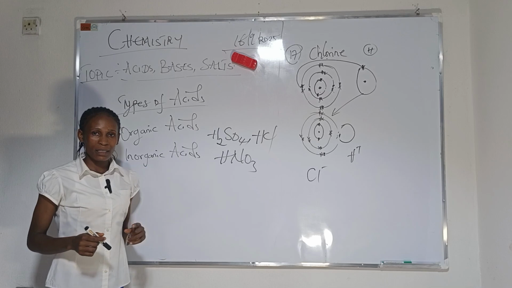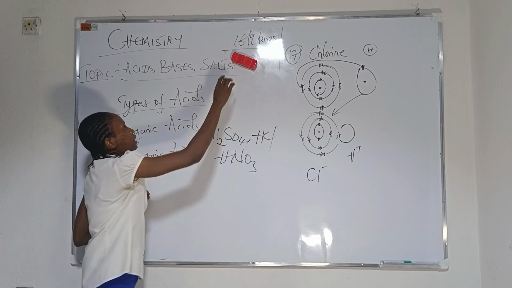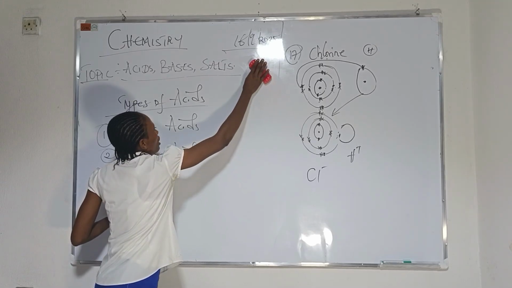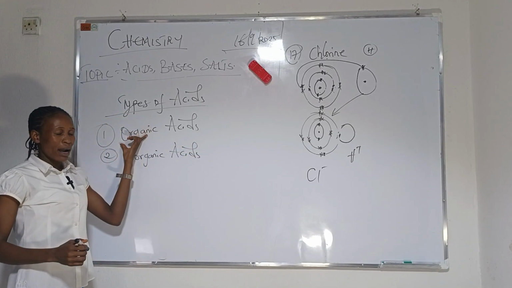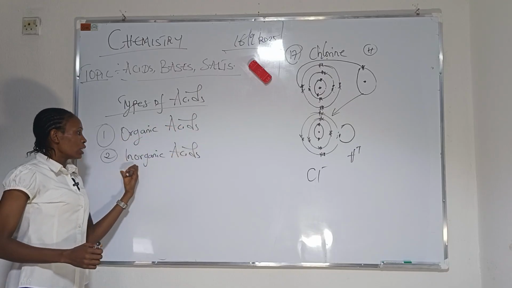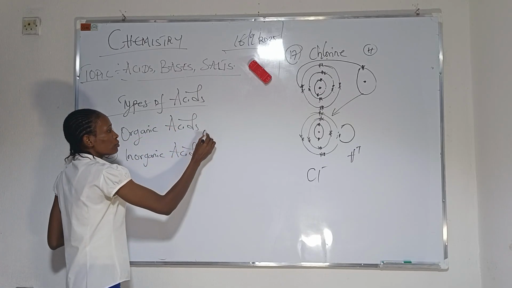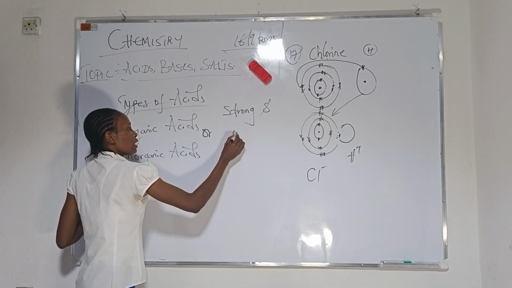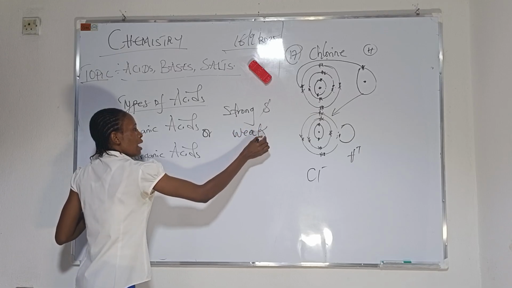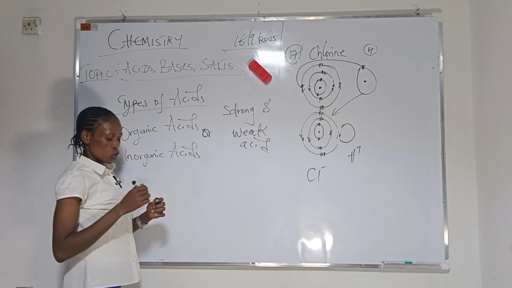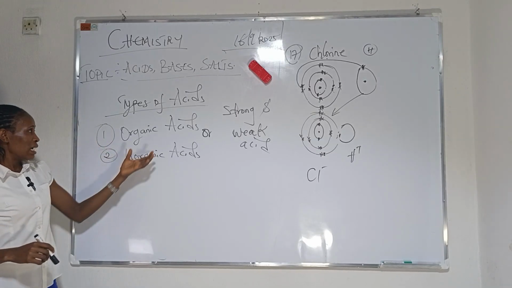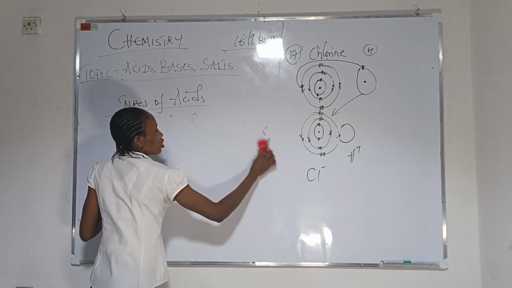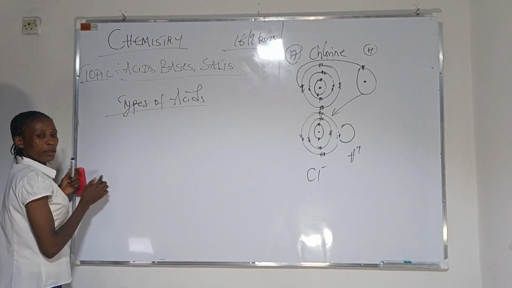All these are examples of what? Inorganic acid. Okay, now under the types of acid, we can look at it as organic acids and inorganic acid, or strong and weak acids. Strong and weak acid. I'm no longer talking about this. So let me bring this one close so that we can understand better.